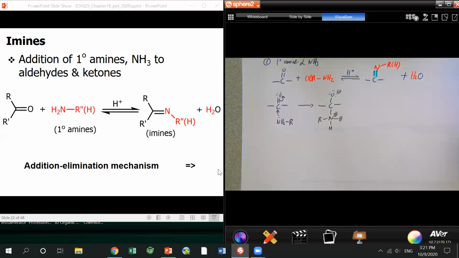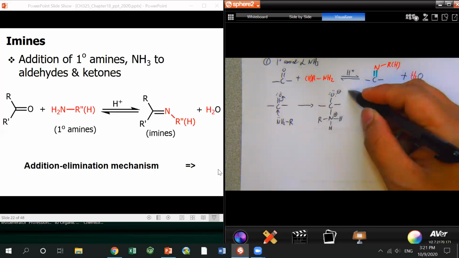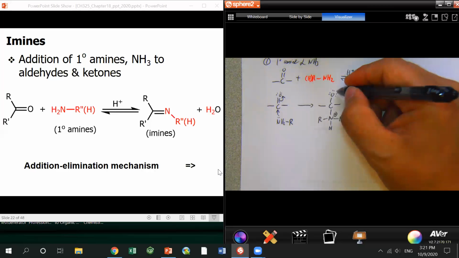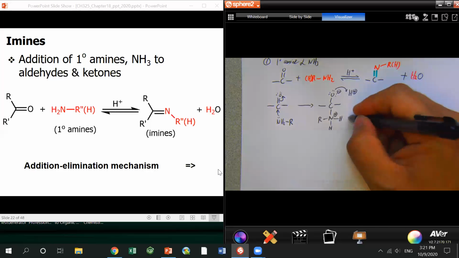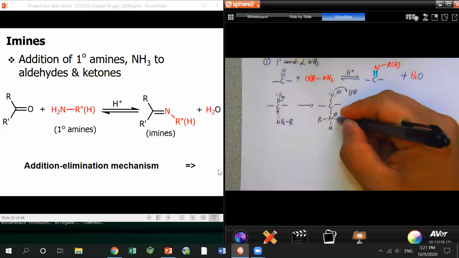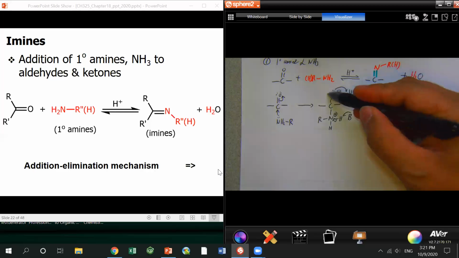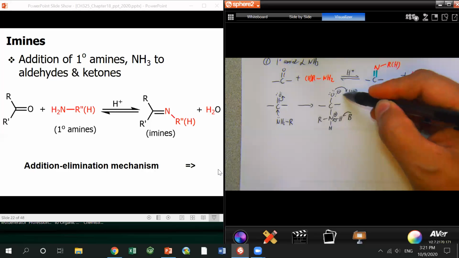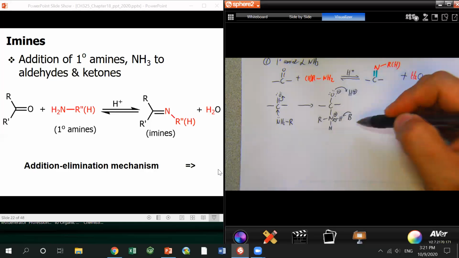Then some base comes in and picks up this hydrogen, and the oxygen picks up a hydrogen from the solution. That's one way to draw this intermediate. In some textbooks, you can do an intramolecular proton transfer: the negatively charged oxygen picks up a proton from the amine, like this, and then shifts here. That's also fine.